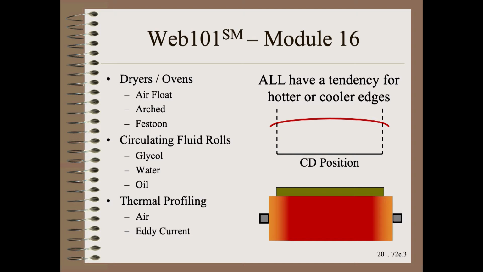What is most useful to know here is that all of these operations tend to be quite imperfect at the edges. All have the tendency to be hotter or cooler at the very edges than in the center, as shown here. This means, in many cases, that the edges will be formed different than the center, and that can be the root cause of some complaints about edges.